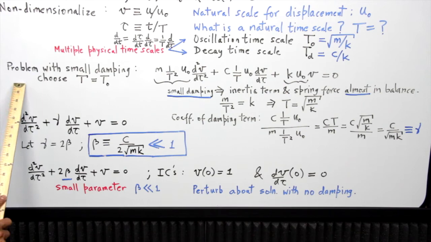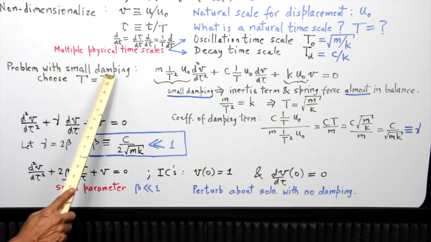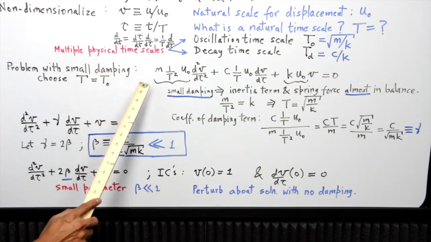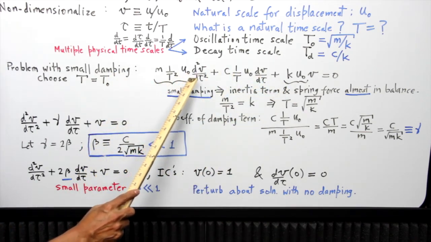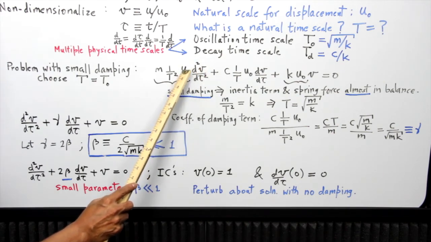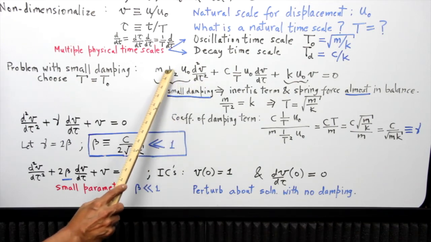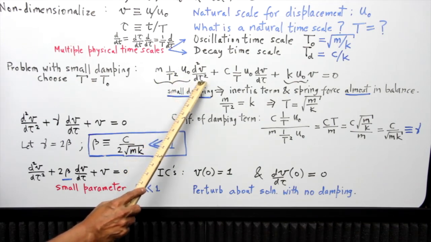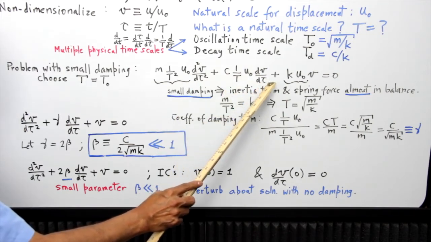So now if we think about a problem with small damping, a spring mass system with small damping, here's the equation which we have non-dimensionalized. We have introduced the non-dimensional variable, so u0 multiplies v because of the scaling, and the time has been converted to tau here, so we get 1 over T squared for the second time derivative and 1 over capital T for the first derivative here.